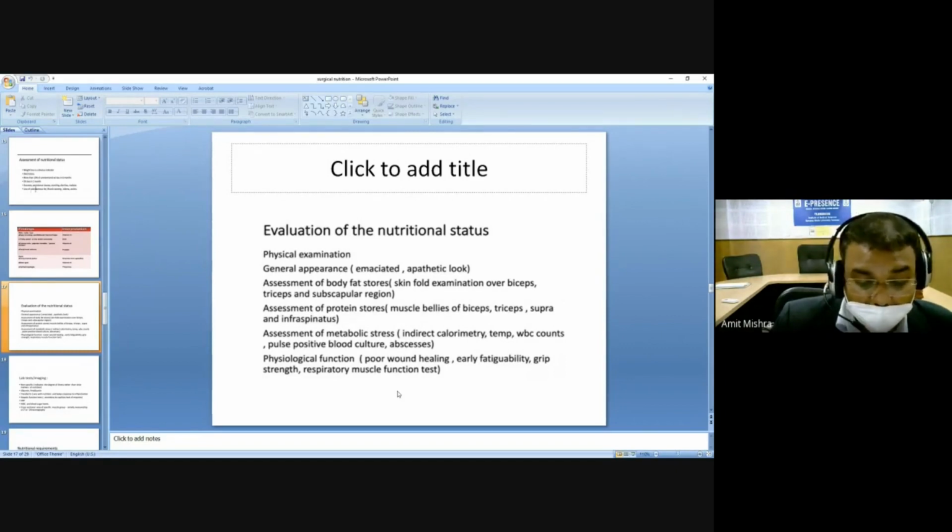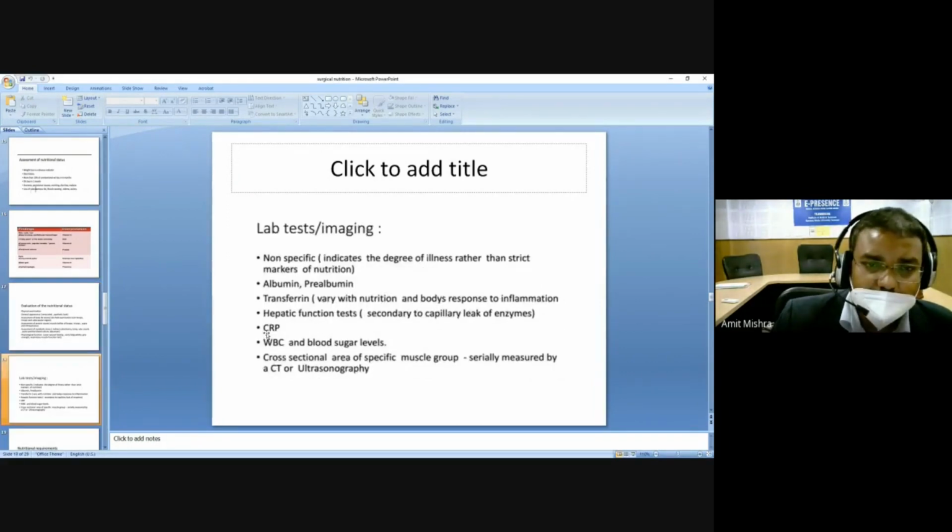Okay, then there is also an important role for the physician. The physician's role is very important over here. So, identify any nutritional deficiency. Then after the examination portion is over, we look at lab tests or imaging, but these are non-specific, because the physical examination is very important to know the nutritional status.